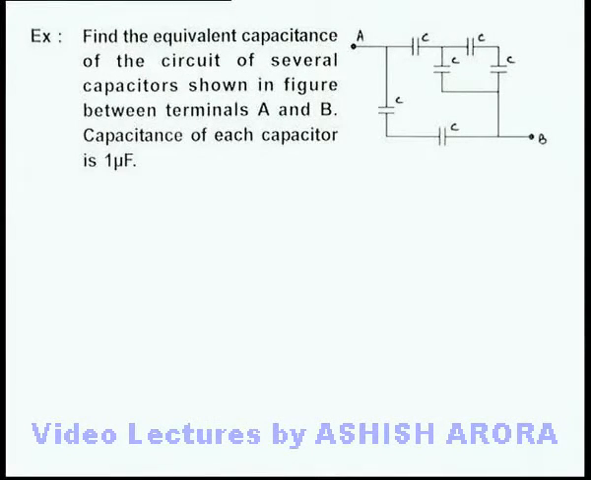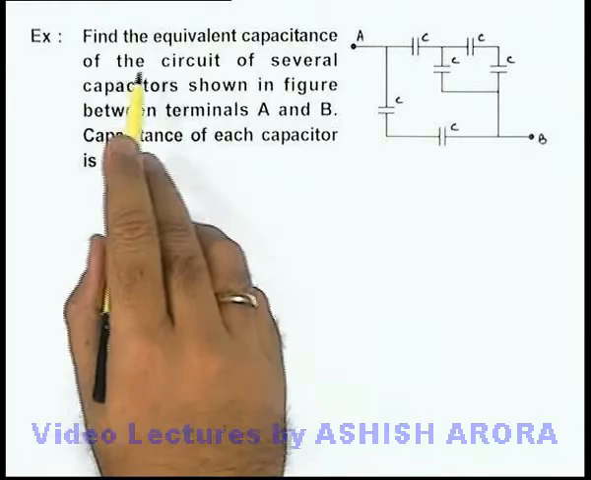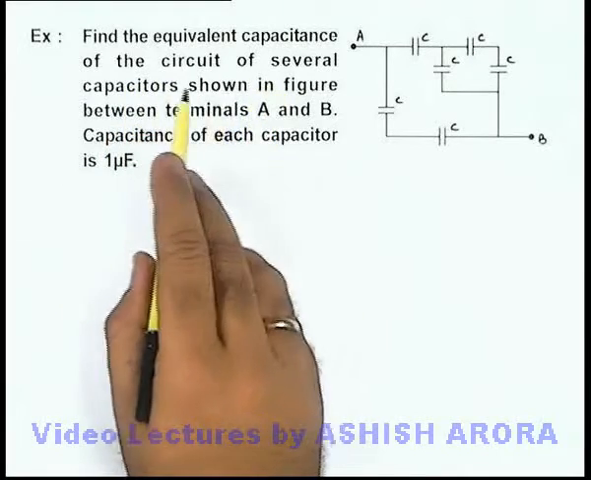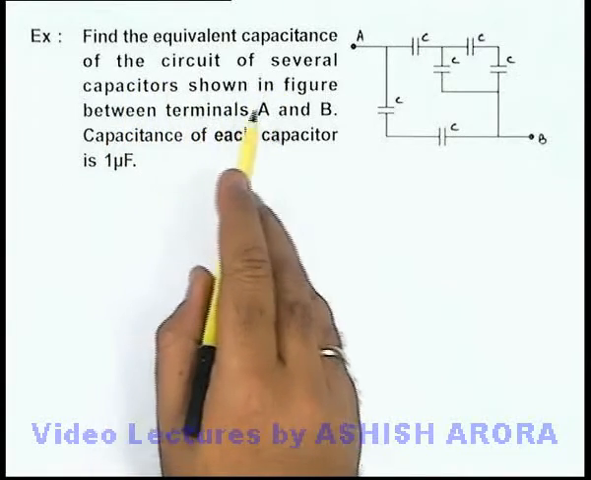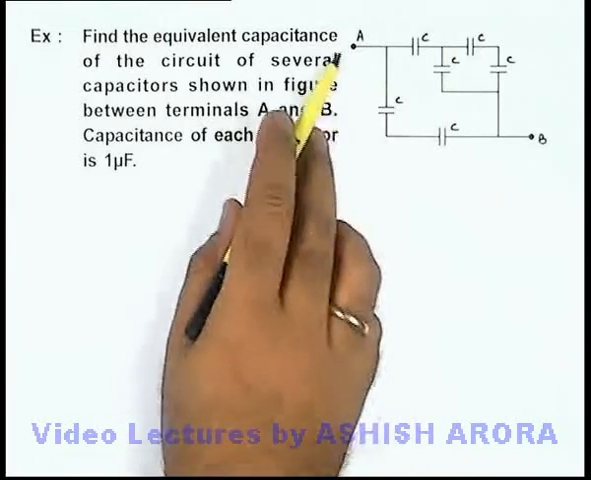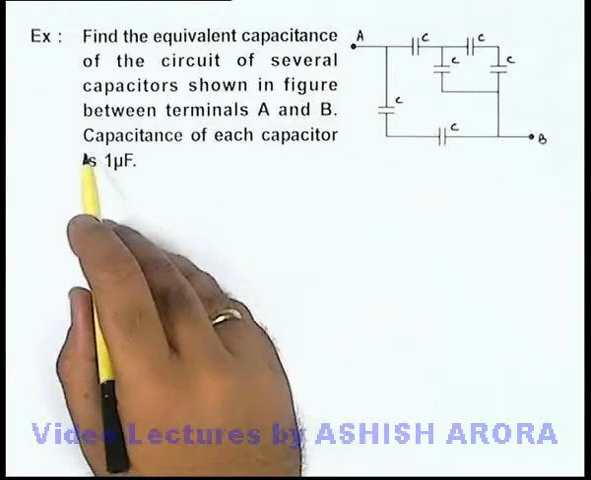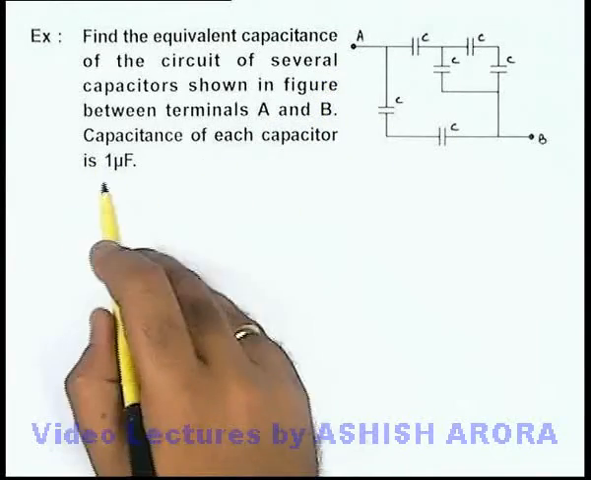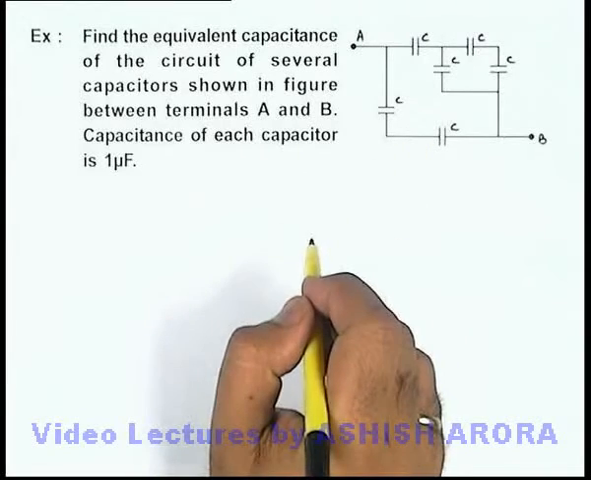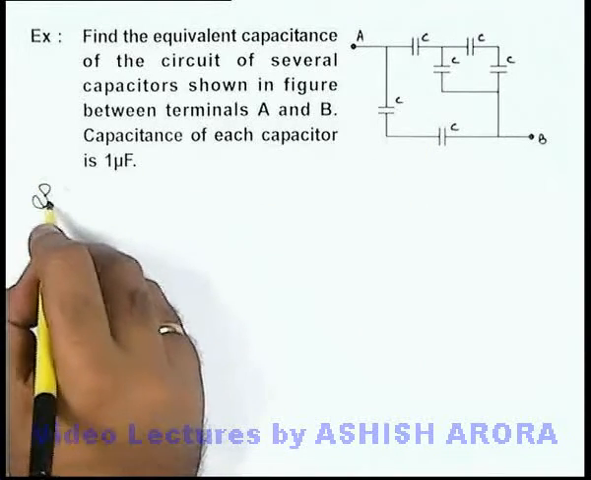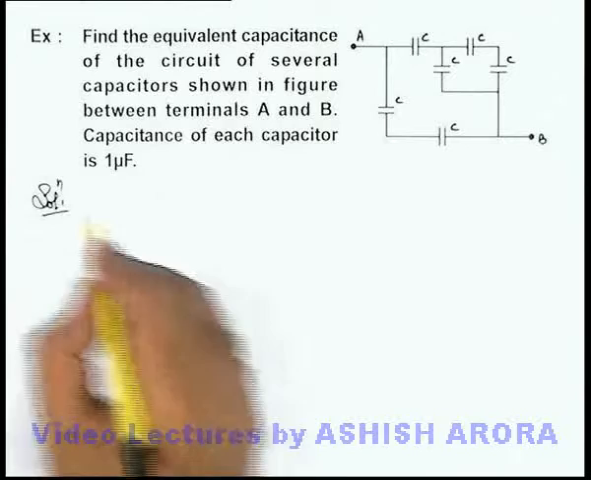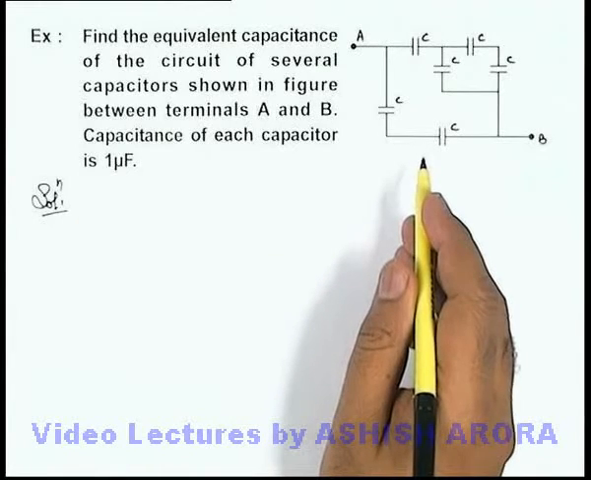In this example, we are required to find the equivalent capacitance of the circuit of several capacitors shown in figure between terminals A and B. And we are also given that the capacitance of each capacitor is 1 microfarad here. Now, in the given circuit, we first need to reduce the circuit into its simplified form.